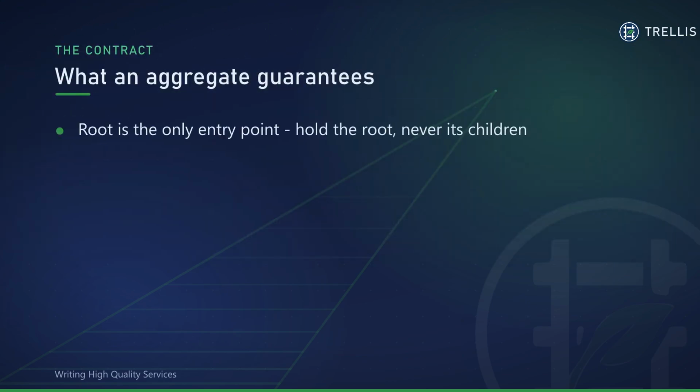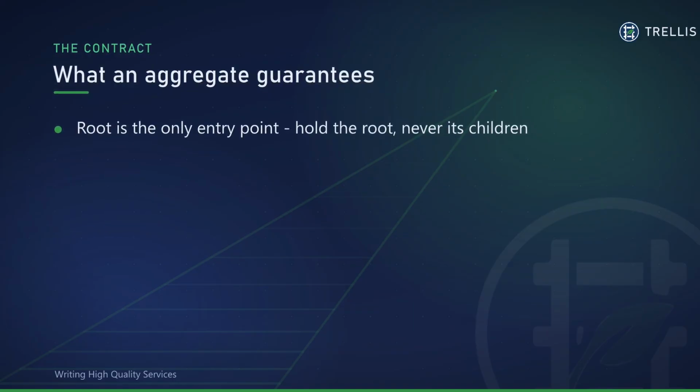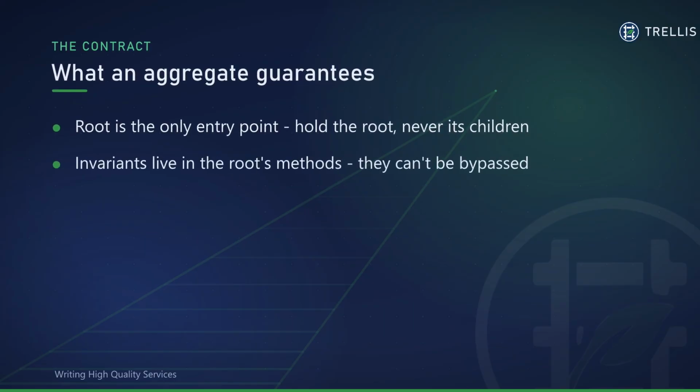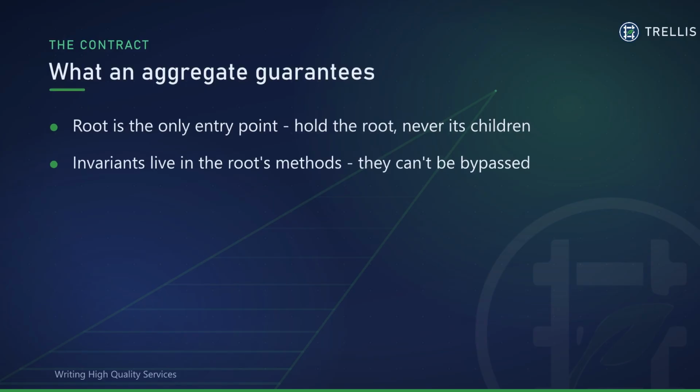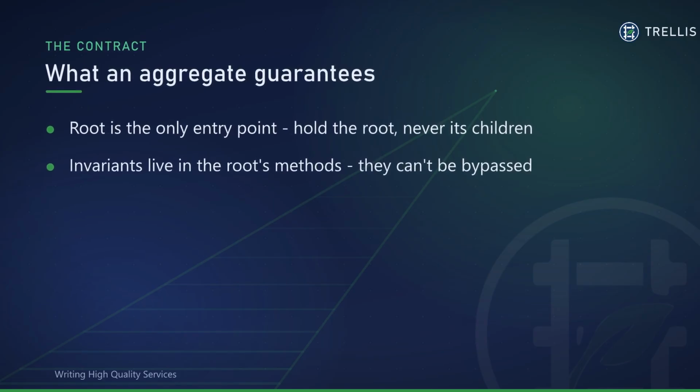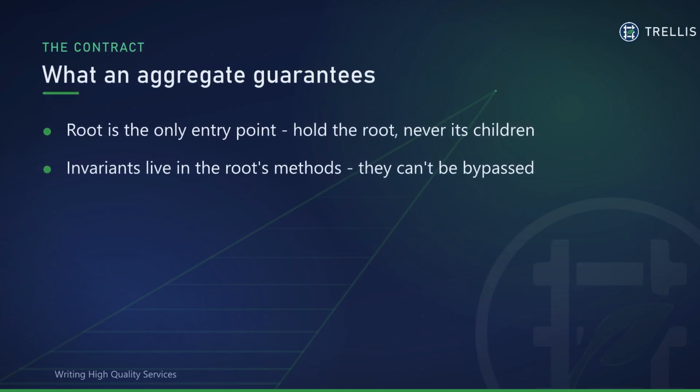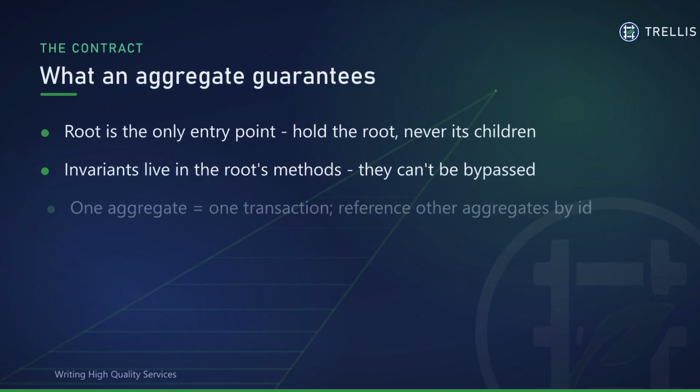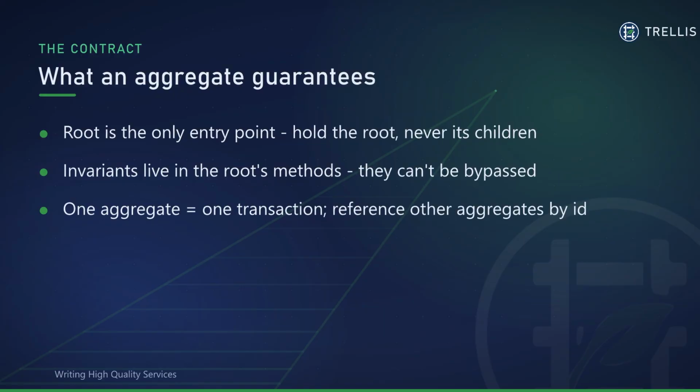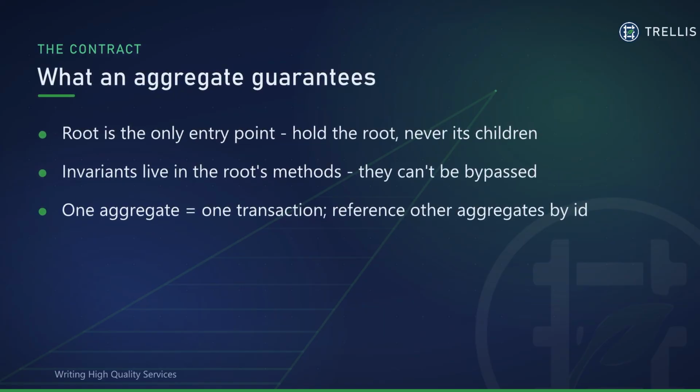So an aggregate makes three promises. One: the root is the only entry point. Outside code holds the root, never its children. Two: every invariant lives in the root's methods, so it can't be bypassed. Three: one aggregate is one transaction, and you reference other aggregates by ID, not by object. Draw the boundary right, and consistency stops being a hope and becomes a guarantee.